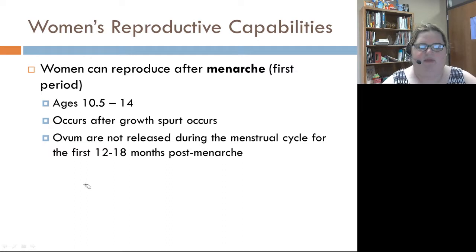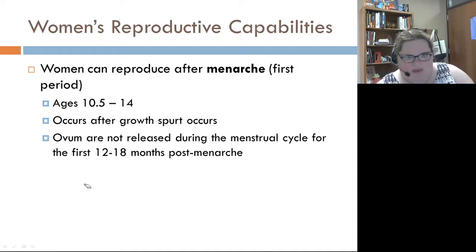Now, the good thing is, while you can technically reproduce after you've had your first period, ovum don't actually release during the menstrual cycle for the first 12 to 18 months post menarche. So you've got about a year when you're not quite ready to reproduce, which is good. It's sort of like, okay, let's get you adjusted to this period first before we start putting you through childbirth. I don't know if this is scientific or not, but I'm just going to say it so you'll remember it. It's like a built-in safety feature. It keeps you from getting pregnant, right?